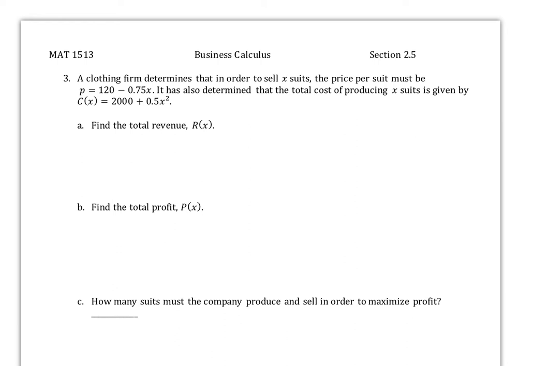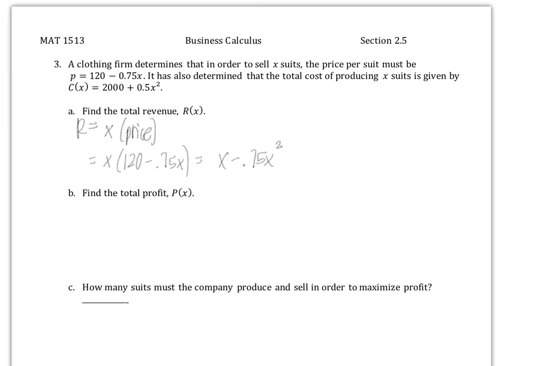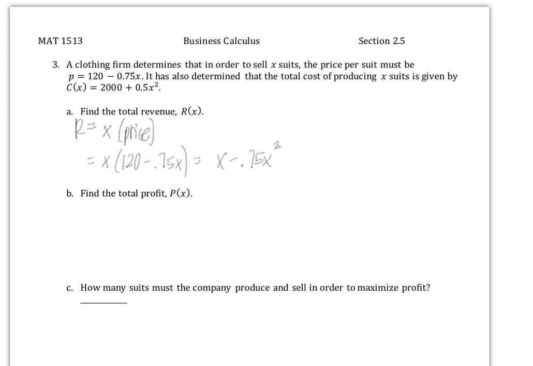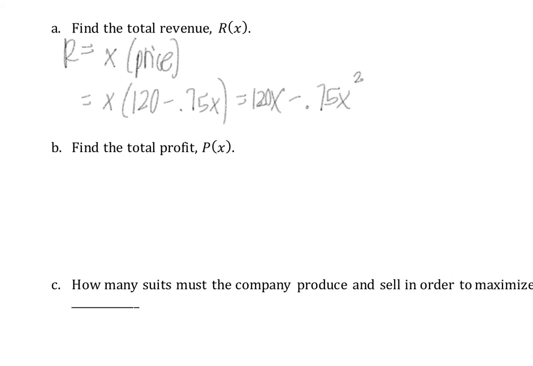So find total revenue. Well, remember, revenue equals x times whatever your price is. So the price, that 120 minus 0.75x, I'm just going to multiply it by x. So that revenue function comes out to be 120x minus 0.75x squared. So what is the profit?